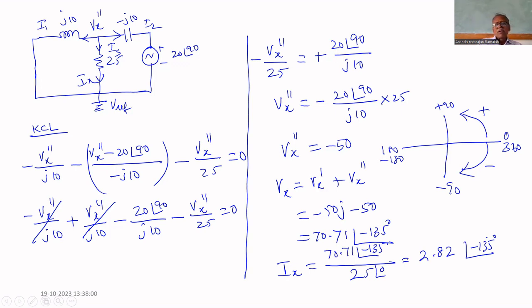If it is a real number, no need to consider that angle. If both are in polar form, no need to go for complex division. The numbers are divided and the angles are subtracted. That's why minus 135 minus 0 is minus 135. That's all. This is the current through that 25 ohm by using the superposition theorem. That's all.